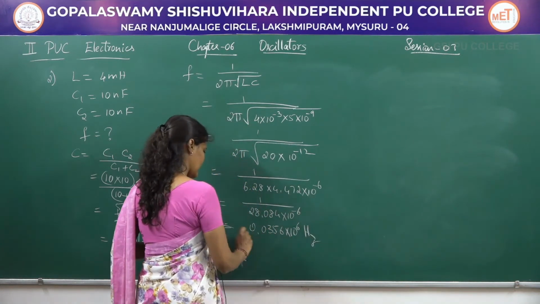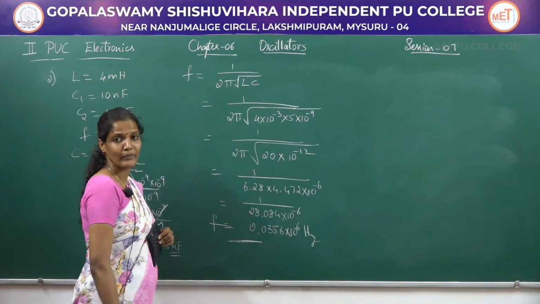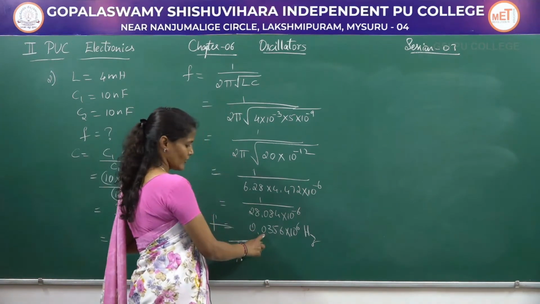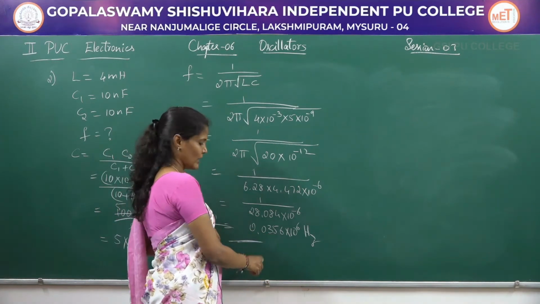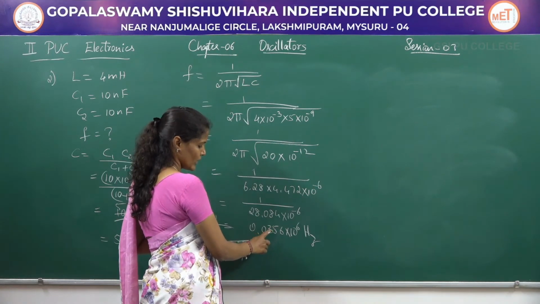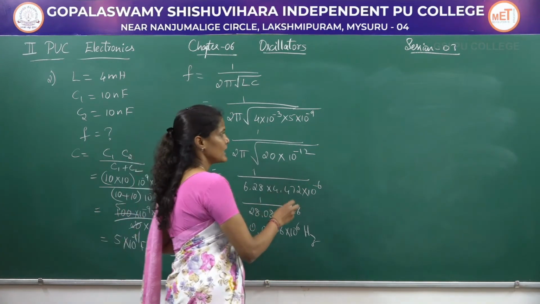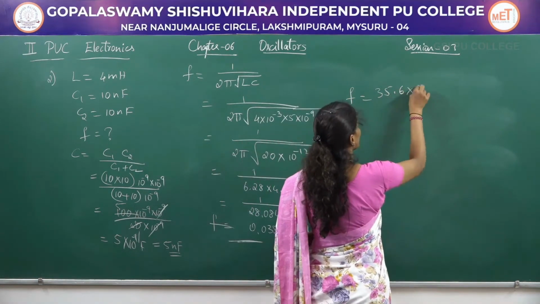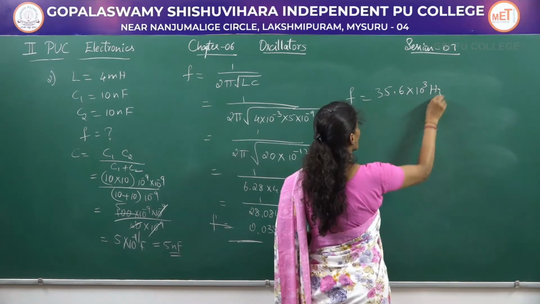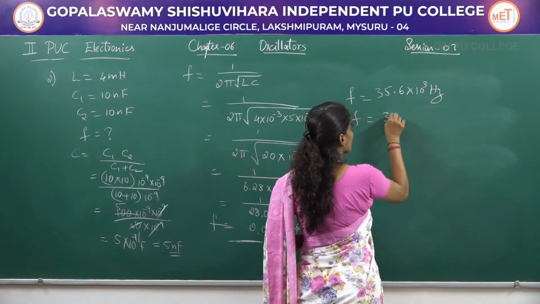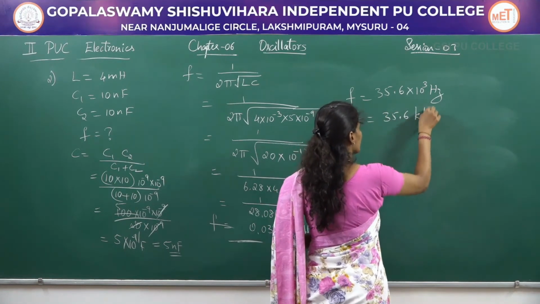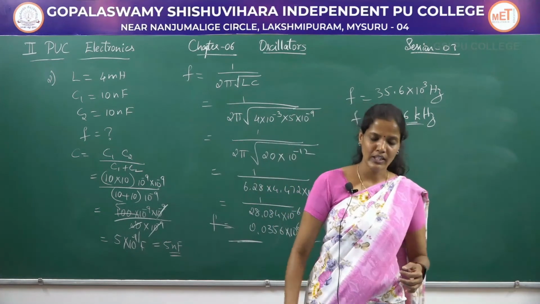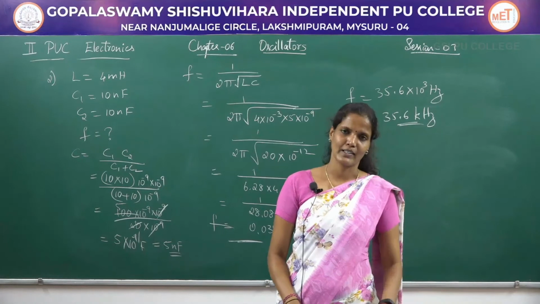So the frequency value is 0.0356 megahertz. If I want to convert this into kilohertz, you have to shift the point towards the right by 3 places. So 1, 2, 3. So F is equal to 35.6 into 10 to the power of 3 hertz, or F is equal to 35.6 kilohertz. So this is the frequency value for the given inductance and the capacitance value.